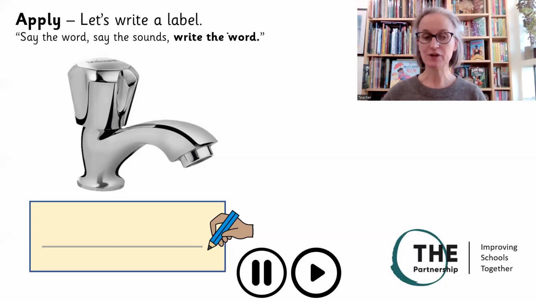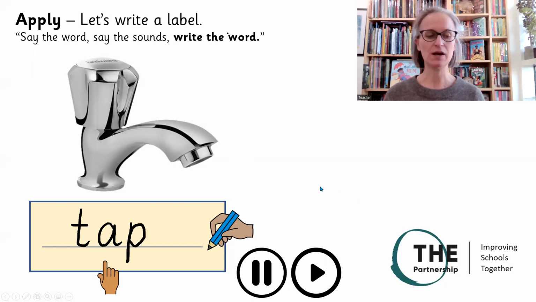Great. You've written the label tap. Let's check. Let's sound out the sounds and write them as we sound them out. A, p, tap. Now let's read our word. Tap.